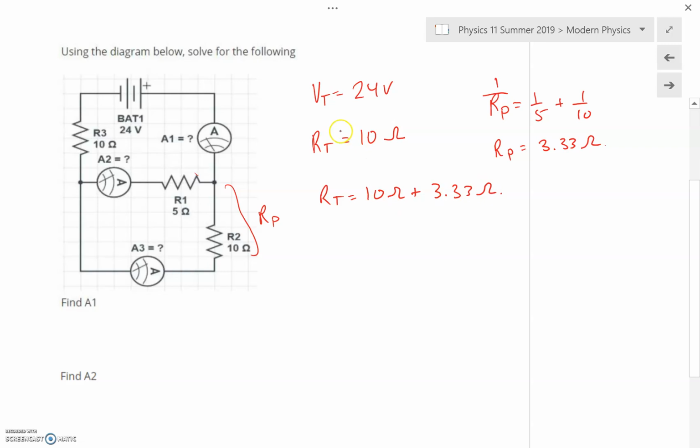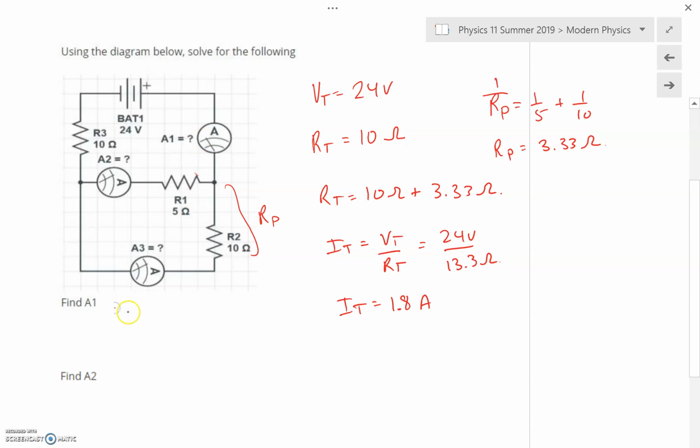This allows me to calculate the total current in the system. So the total current would be the total voltage divided by the total resistance. Therefore, it's going to be the 24 volts divided by the 13.33 ohms for a total current of 1.8 amps. Knowing that, it solves for A1.